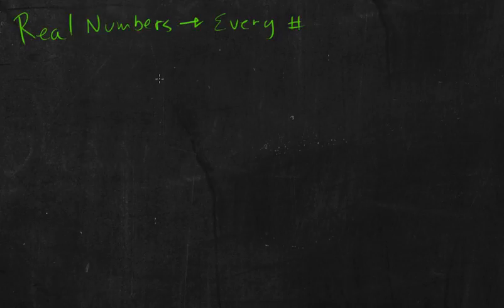So really the first number set that you need to be aware of are real numbers. Real numbers are basically every single number. If you can think of it, it's a real number. Roots, pi, negative numbers, positive numbers. Everything is a real number. So if you can think of it, it's actually a real number.